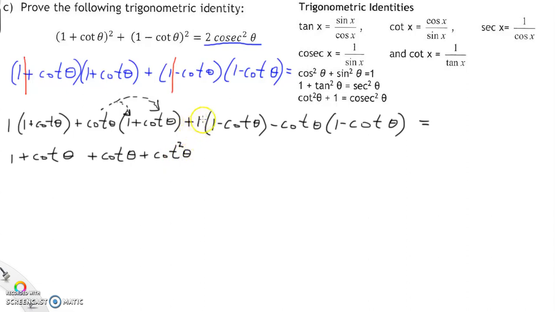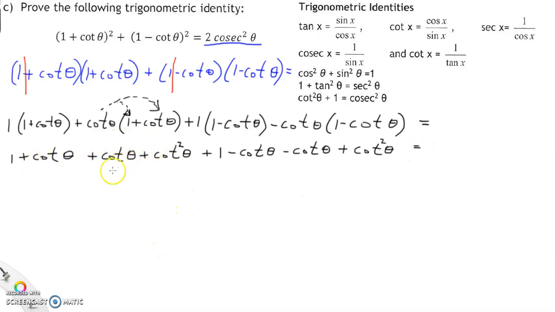And then 1 times 1, that's no bother, that's just 1. And then 1 times minus cotan theta will give us minus cotan theta. Then we're multiplying minus cotan theta by 1, so that's going to give us a minus cotan theta. Then we're multiplying a minus by a minus, so it's going to give us a plus cotan squared theta. And again, similar to a few terms ago, we put the square in here. So we're getting places now.